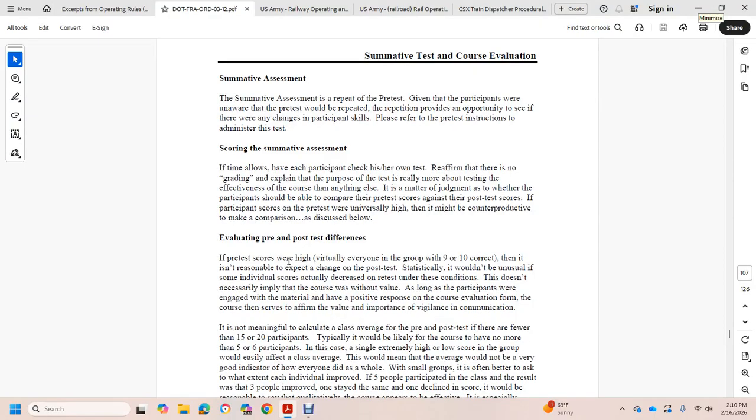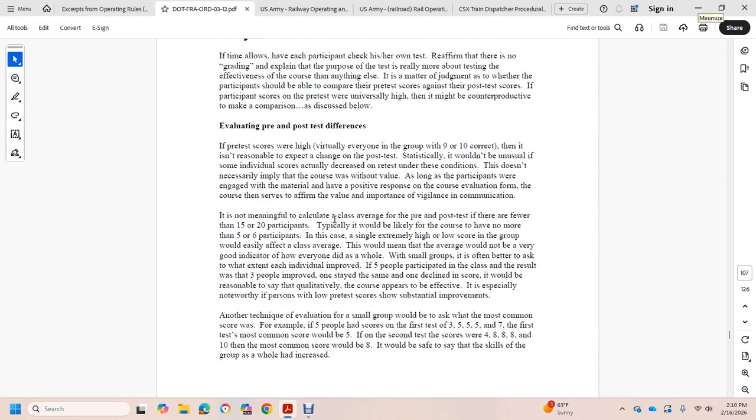Scoring the summative assessment over time allows each of the participants to check his or her own test, to reaffirm what is known with the grading, and to explain that the purpose of the test is really more about the effectiveness of the course than anything else. It is a matter of judgment whether the participant should be able to compare the pre-test score against the post-test score. If the participant scores on the pre-test were universally high, it may be counterproductive to make the comparisons to the test below.